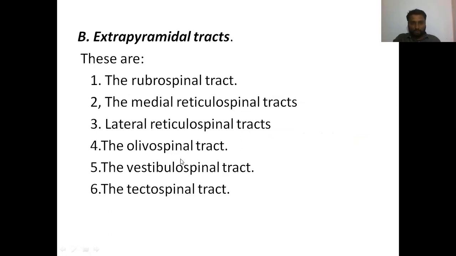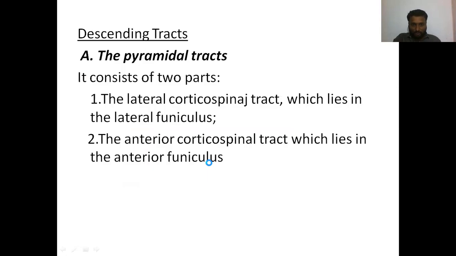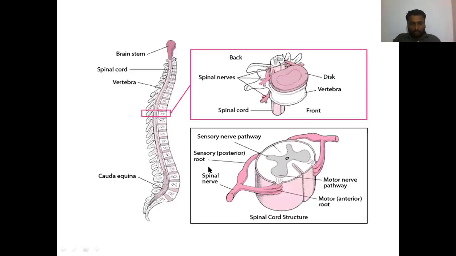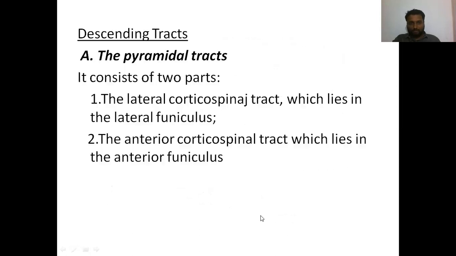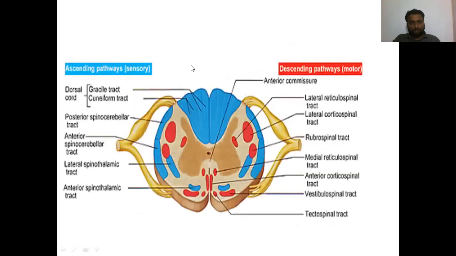So these are the details of the white matter. We have to revise it once again. The spinal cord has outer white matter and inner gray matter. This white matter is divided into two equal halves by the anterior median fissure and the posterior median septum. Each half has an anterior white column, lateral white column, and posterior white column. The connecting part is known as the anterior white commissure. It is made up of ascending and descending fibers. First, descending fibers: they are divided into pyramidal and extra pyramidal.